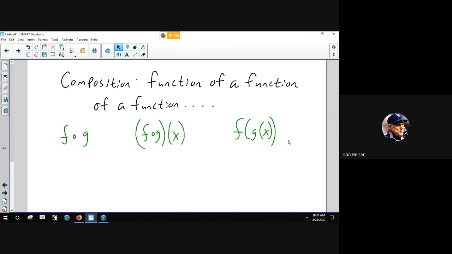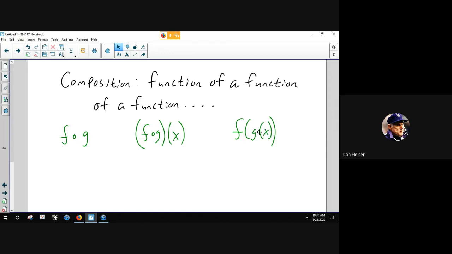One thing to notice, we always work inside out. So when you plug something in for x, it does not go into f right away. It goes into whichever one is closest to it. We always work from the inside out.